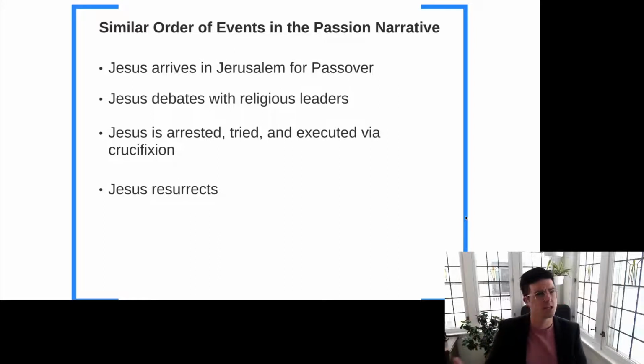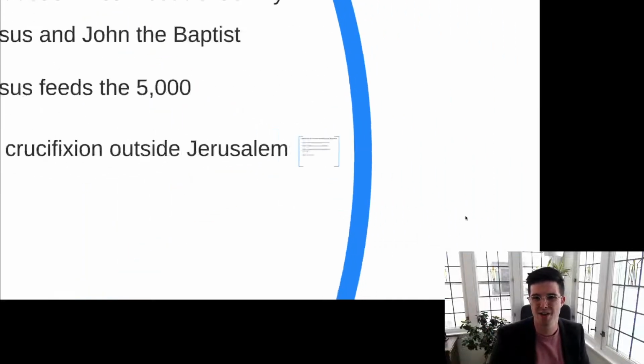Jesus debates with religious leaders. This seems to get him in trouble with the religious leaders, who in some way, depending on the Gospels, sort of coordinate efforts with the Roman officials. Jesus is arrested, tried, and executed via crucifixion, and resurrects in all of the Gospel accounts. Very important detail there as well.